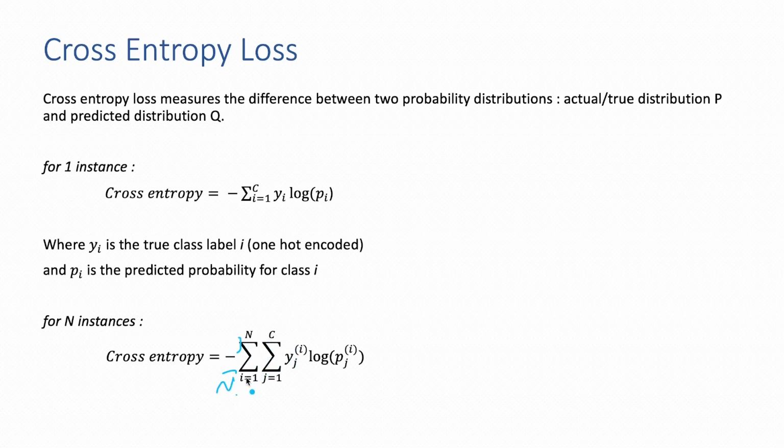So minus 1 by n, summation of i equal to 1 to n, summation of j equal to 1 to c, yij log pij. Right? So sorry about the typo. We need to have this 1 by n here in the formula because we are just trying to take the average loss that's computed across the different instances or observations that you had. All we are trying to assess here is how far away your predicted distribution is from your actual or true distribution.